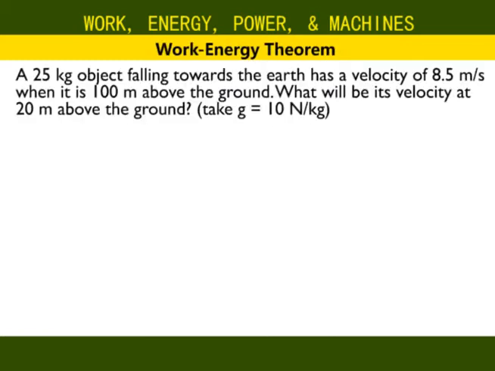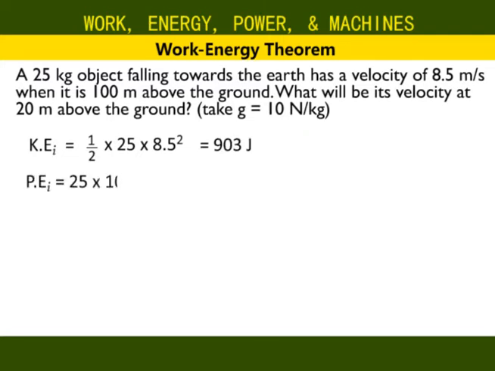For example, a 25 kilogram object falling towards the earth has a velocity of 8.5 meters per second when it's 100 meters above the ground. What will be its velocity at 20 meters above the ground? So, the initial kinetic energy is equal to a half times 25 times 8.5 squared. That gives us 903 joules. Initial potential energy, 25 times 10 times 100, gives us 25,000 joules.